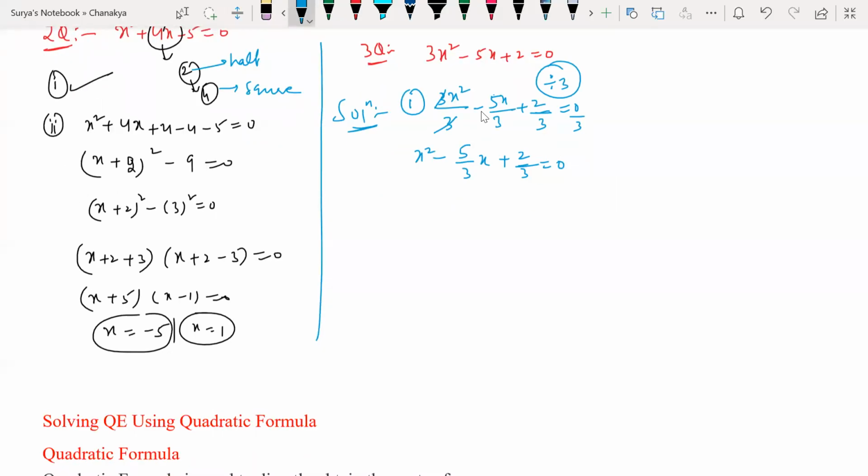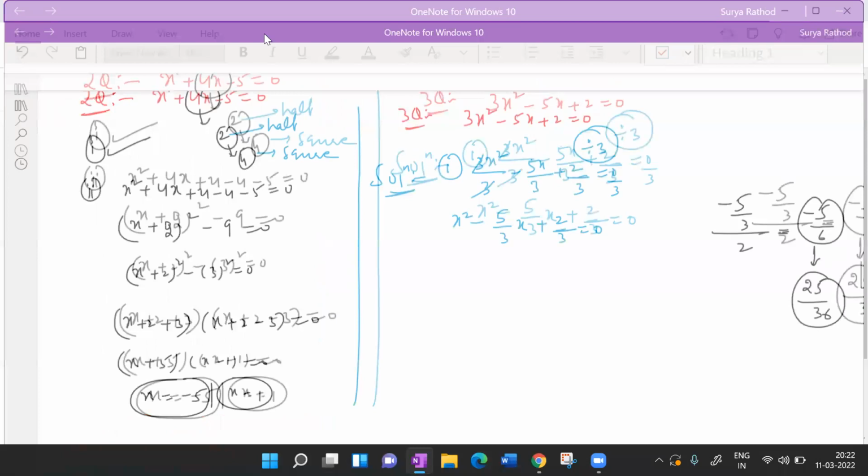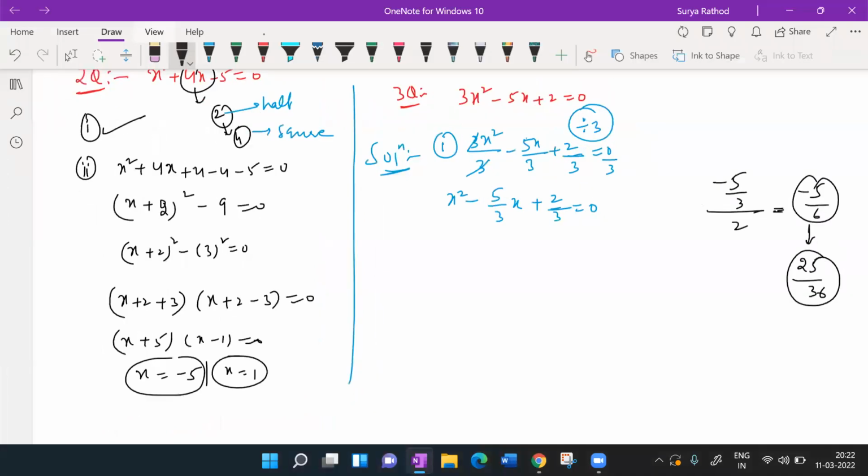Look at it here. What is half of minus 5 by 3? Minus 5 by 6, isn't it? What is the square of minus 5 by 6? 25 by 36. Adding and subtracting 25 by 36. Okay, so look at this now.